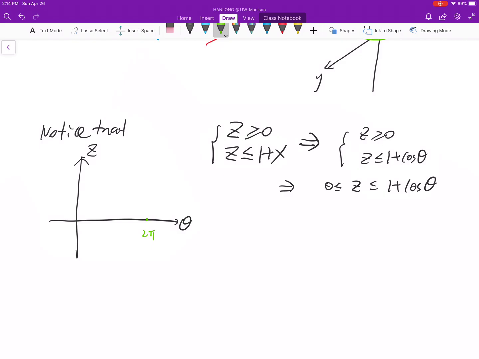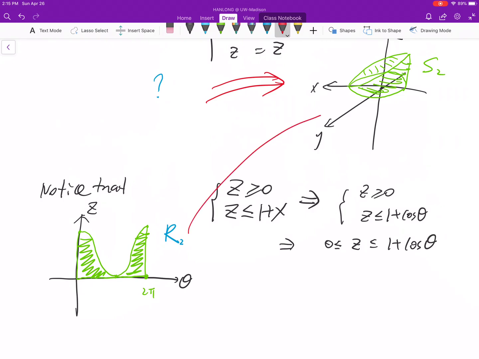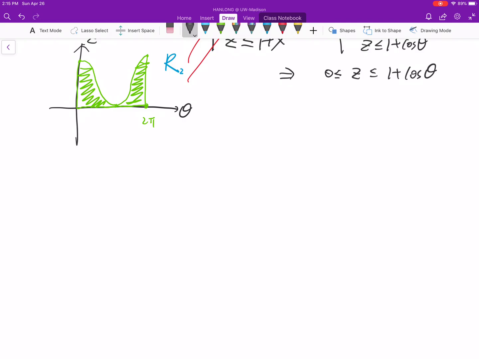So you expect when theta is 0, you have 2. And when theta is pi, you have 0. When theta is 2 pi, you have 2 again. So this will be our picture. Okay, so this is parametrization R2, which parameterizes our S2. Okay, now everything is clear by the formula.